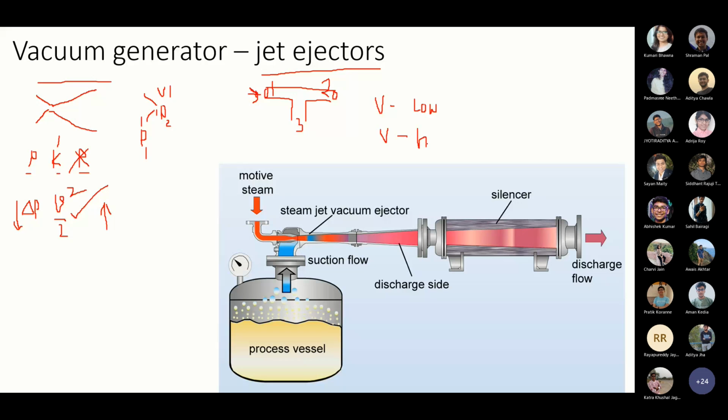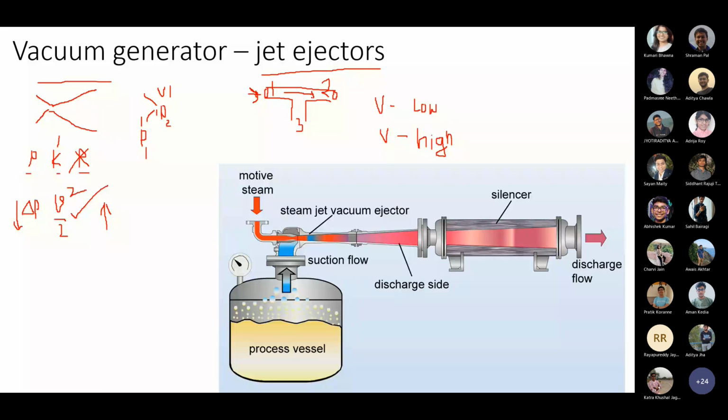Velocity is high. What will happen to the fluid movement? Position 1 to 3 or 1 to 2? 1 to 2. So the fluid moves from 1 to 2. It doesn't go from 1 to 3. The kinetic energy of the fluid is so high, it doesn't want to go in the other direction. It will go only from 1 to 2.